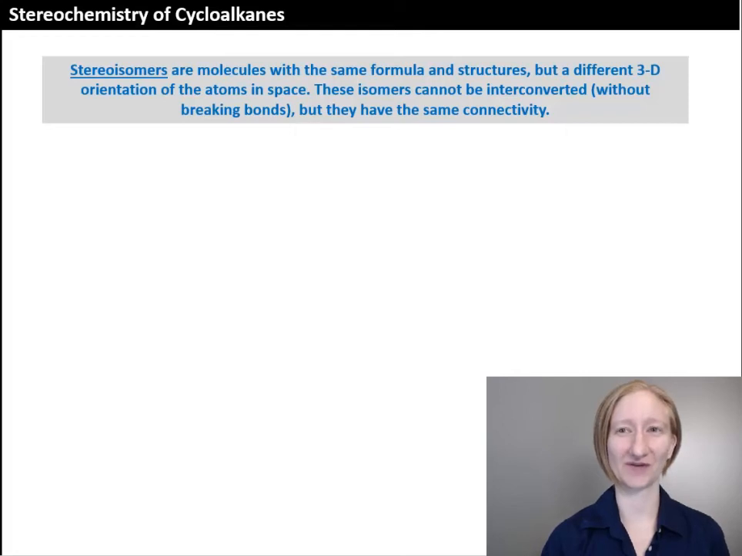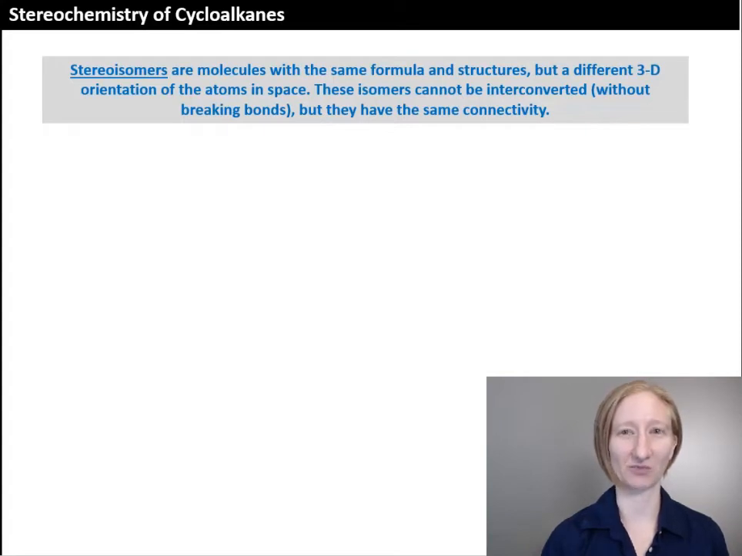In this video, we'll learn about the stereochemistry of cycloalkanes. Stereoisomers are molecules with the same formula and structure, the same connectivity of atoms, but a different 3D orientation of those atoms in space. These isomers cannot be interconverted without breaking bonds, but they do have the same connectivity.